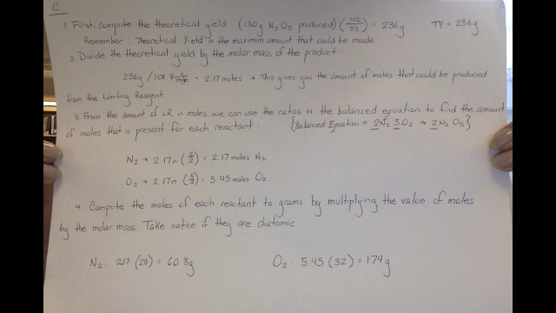Oxygen is also diatomic, so we use 32 grams per mole of oxygen. 5.45 moles of oxygen times 32 grams per mole equals 174 grams of oxygen that could be used for the reaction.